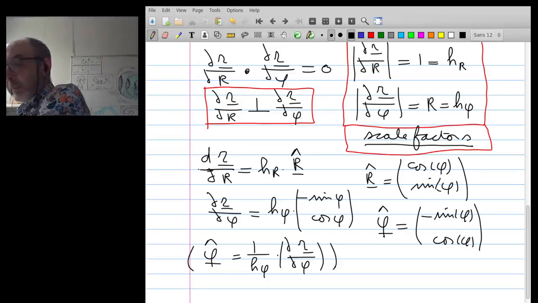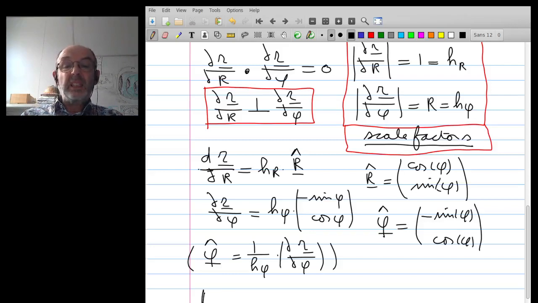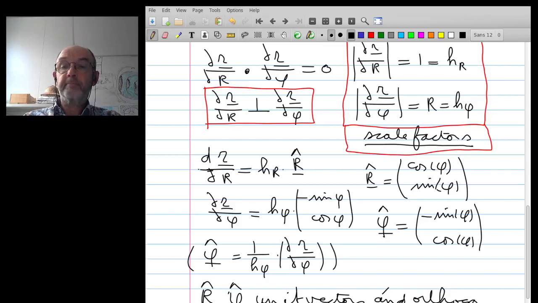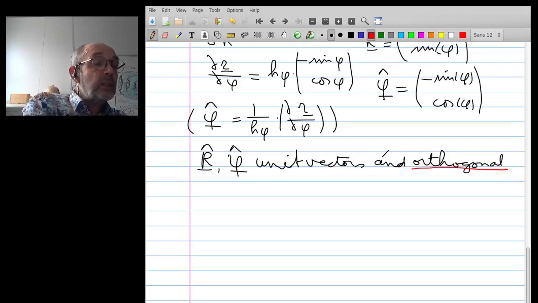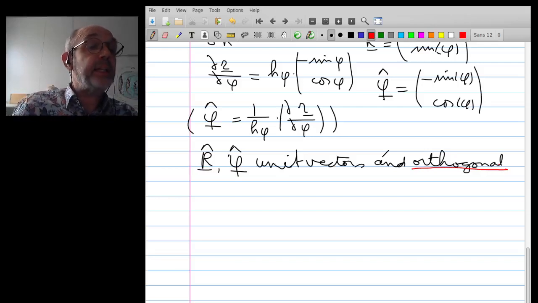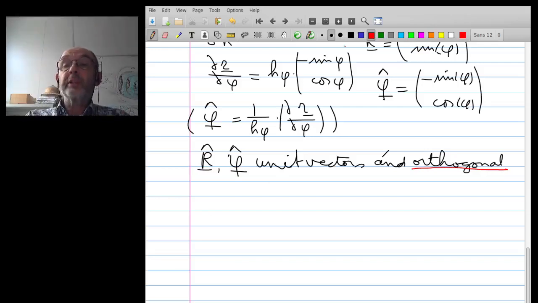Okay, so r and phi, those unit vectors are orthogonal. Now, because those vectors are orthogonal, therefore we are speaking here about orthogonal coordinates.